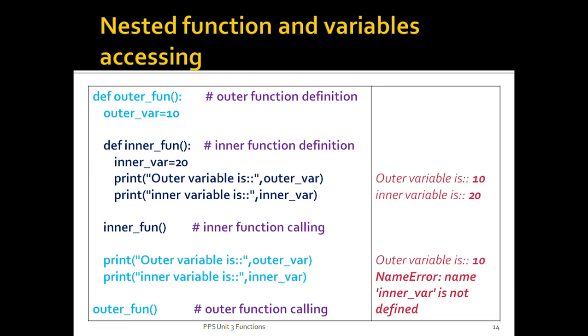So the outer variable will be a local variable for the outer function, and the outer variable will be global for the inner function. So you can access the outer variable. But the inner variable will be a local variable for the inner function, and you cannot access the inner variable outside the inner function. Okay, so this was nesting functions.